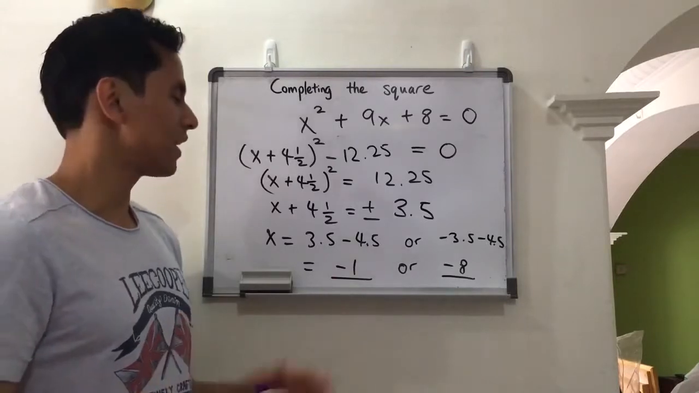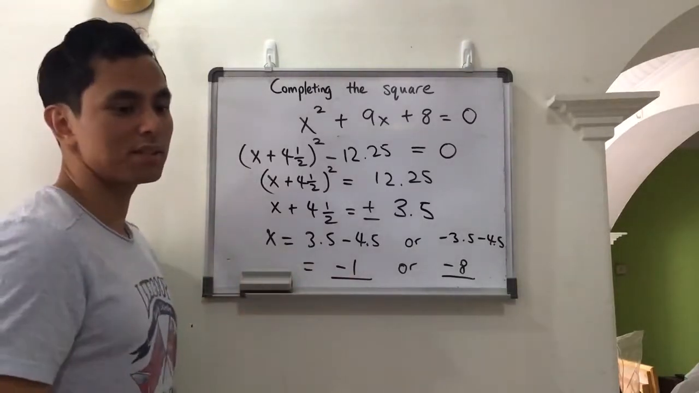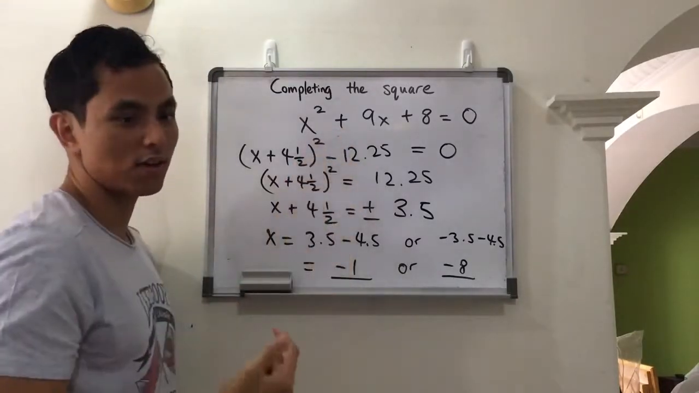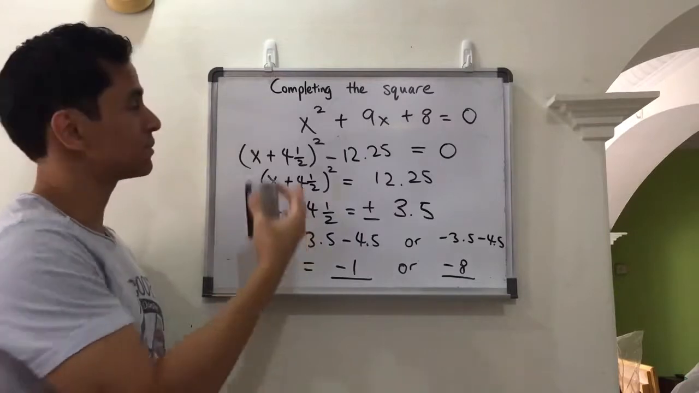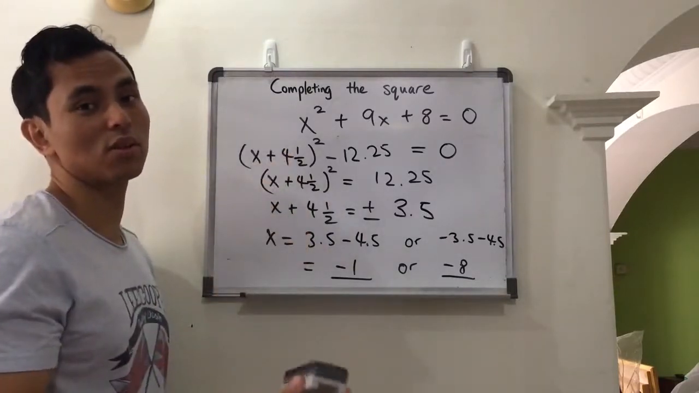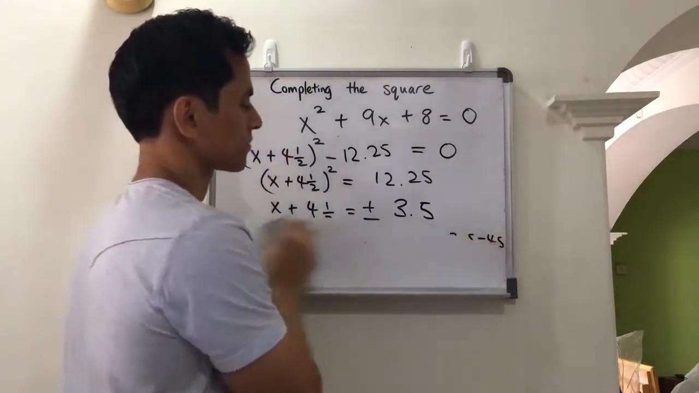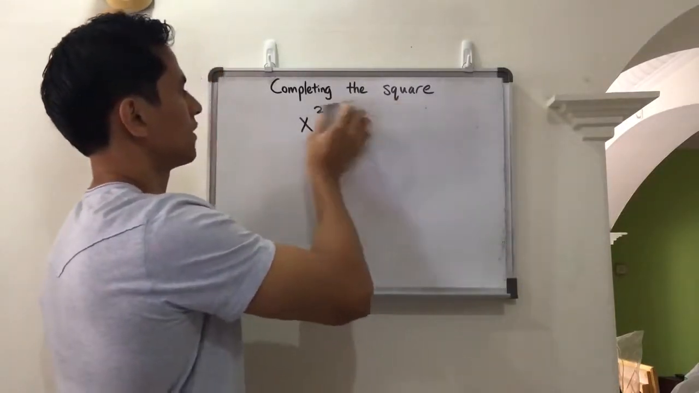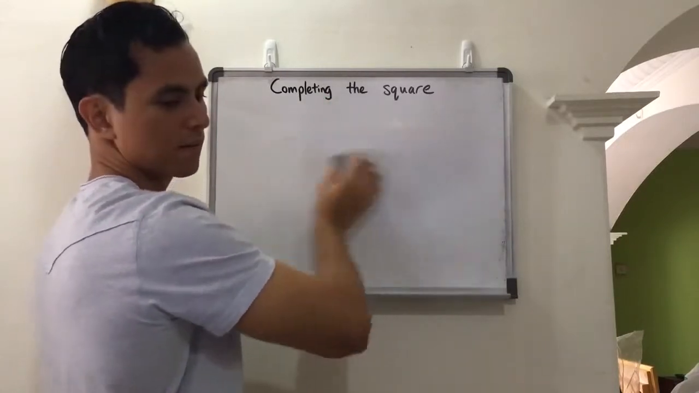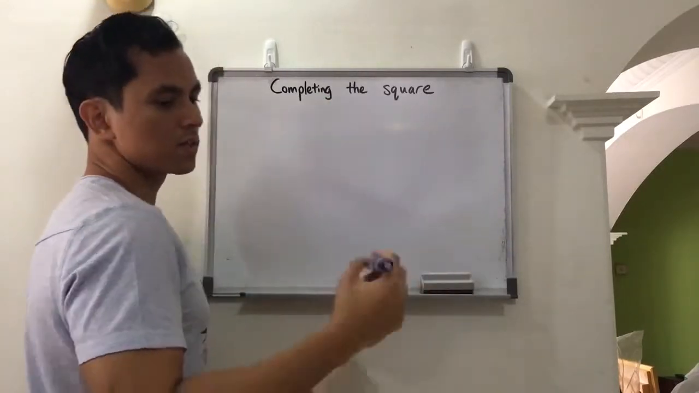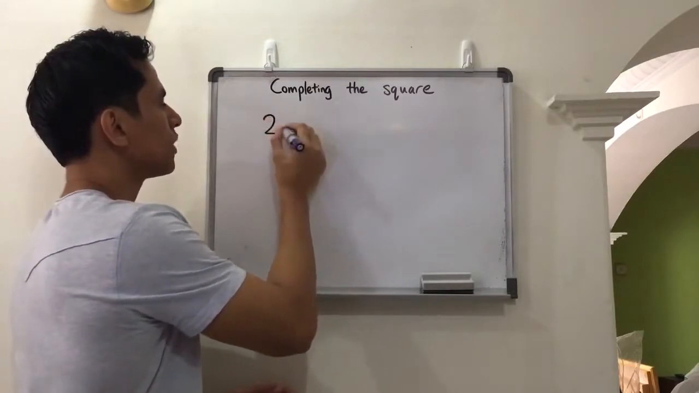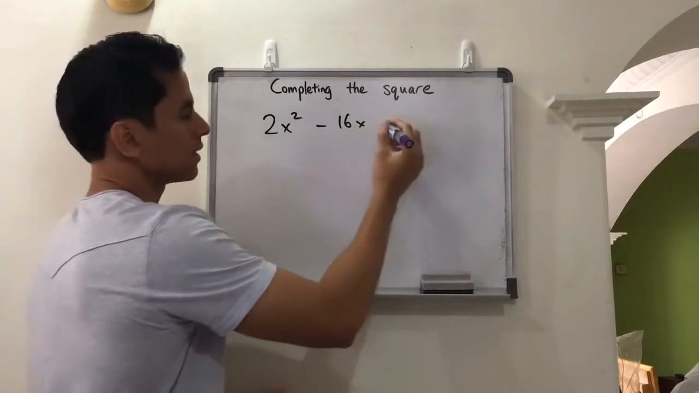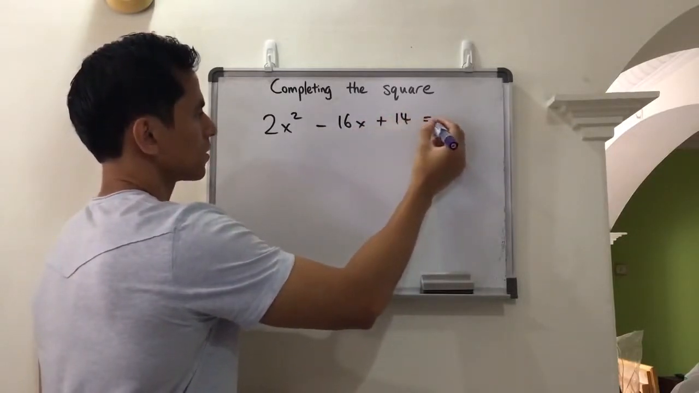So, alright, let's move on to the third example, where instead of a positive here, let's put a negative here, alright? And see whether this method of completing the square still works and can we still solve the question. Okay, so suppose we have 2x squared minus 16x plus 14 equals 0.